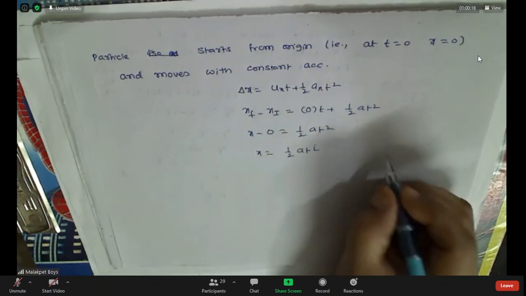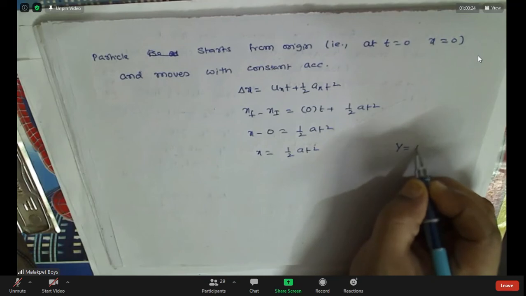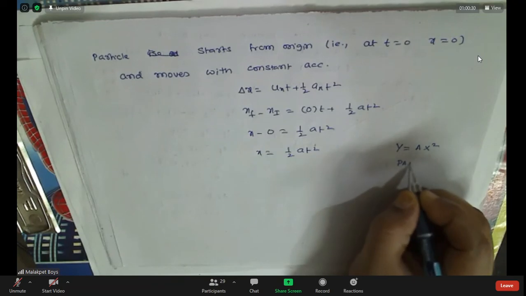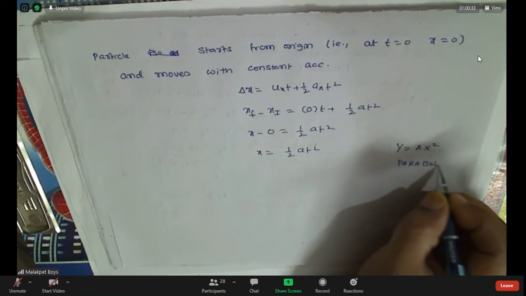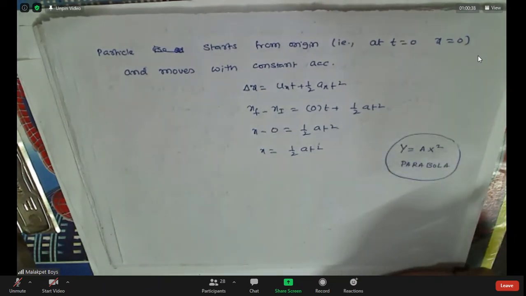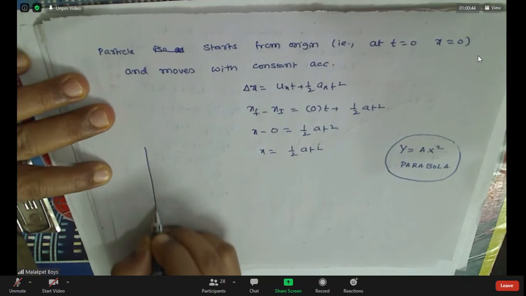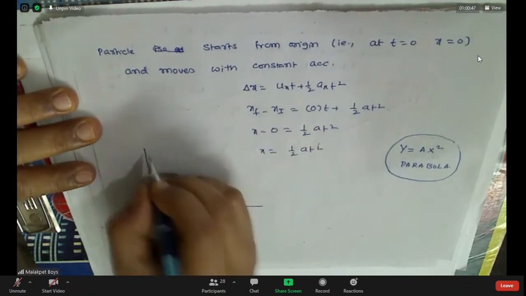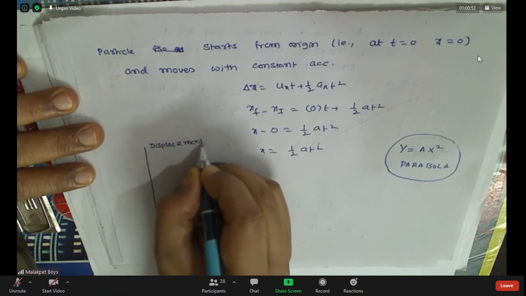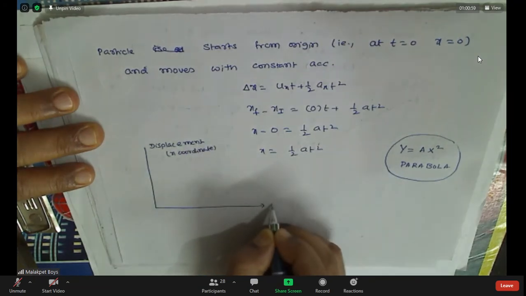Understood this? See, remember that anything y equals some a x square, second degree, is a parabola. Understood this? So the parabola equation we can get like this. If you draw the graph like this, because the power is not one, no? If power is not one, it should be what? Curve. Okay.